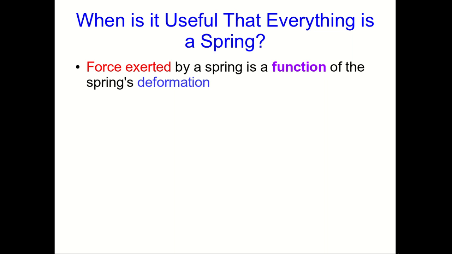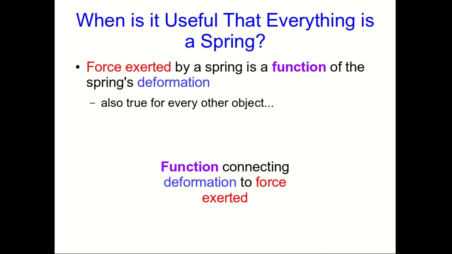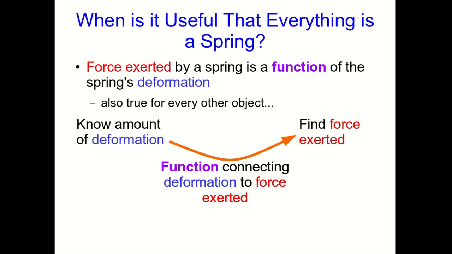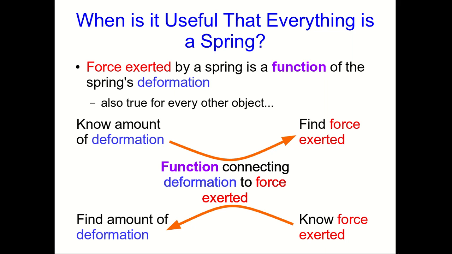The force exerted by a spring is a function of the amount of deformation of the spring, and since we've just seen that everything is basically a spring, this is true for every other object as well. That can be very useful if you know this function that connects the deformation to the force exerted, because if you know the amount of deformation, now you can find the force exerted from it. Or conversely, if you know the force exerted, you can find the amount of deformation. Think of how useful that is if you're doing something like designing a bridge.